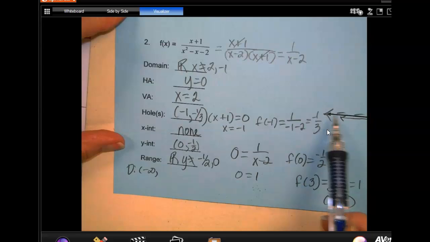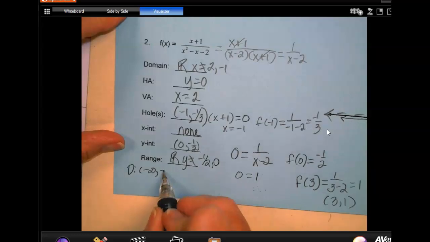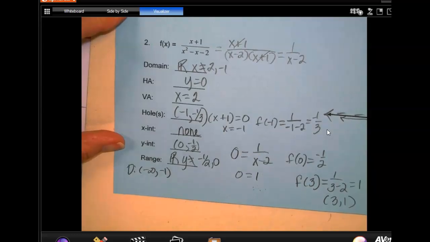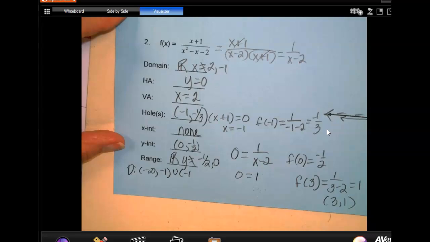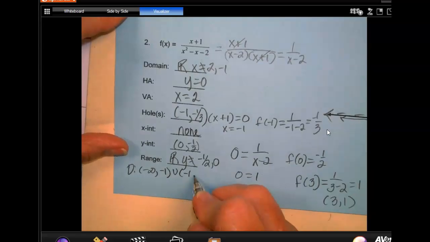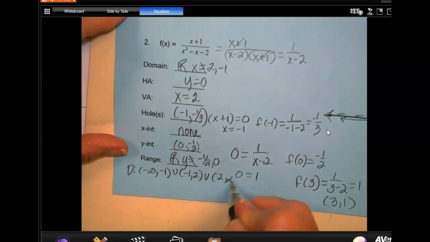The domain is the x. Where do I have to stop? What number is this for x? Negative 1. So I have to stop there because that's not included. And then I'm going to start again. Negative 1, where do I have to stop? 2, right? The next stop for my x is 2. And then I'm going to do 2 to infinity.